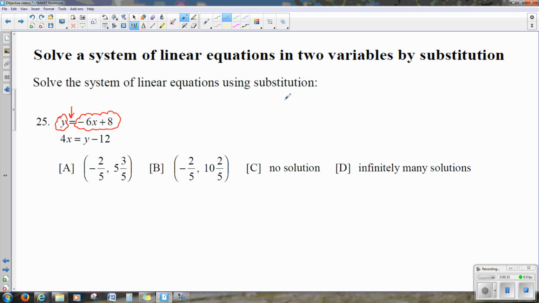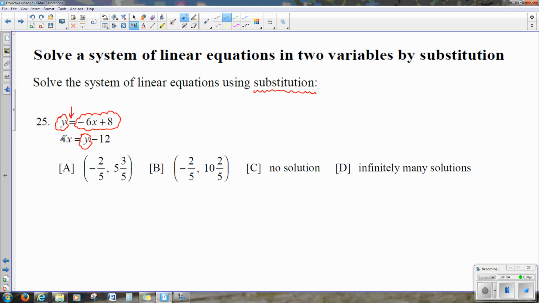What that means is that we can now substitute into the second equation. Instead of using y in the second equation, I'm going to use negative 6x plus 8 because they are completely equal to each other. Instead of y, negative 6x plus 8. And now we'll have this equation written with only one variable, and that'll make it possible for us to solve it. So let's go ahead and get started.